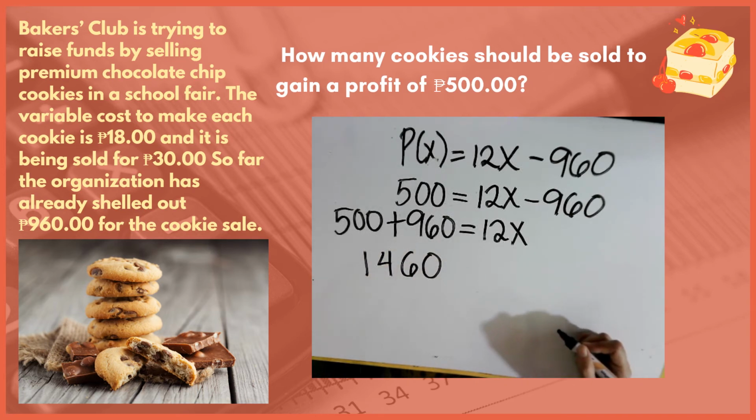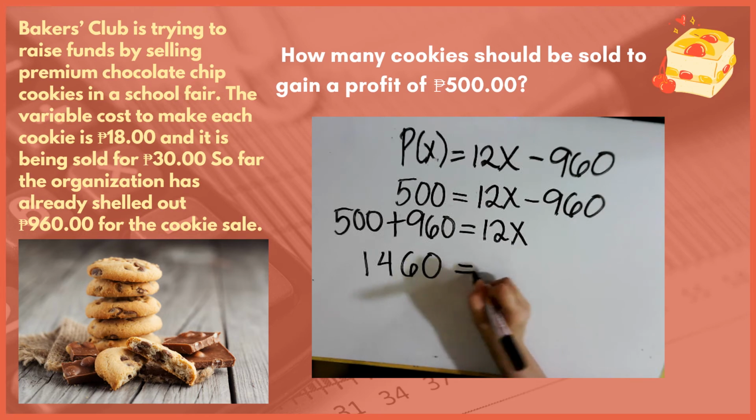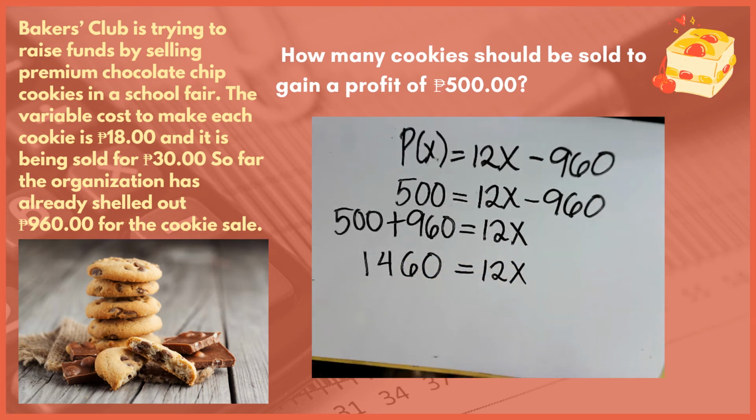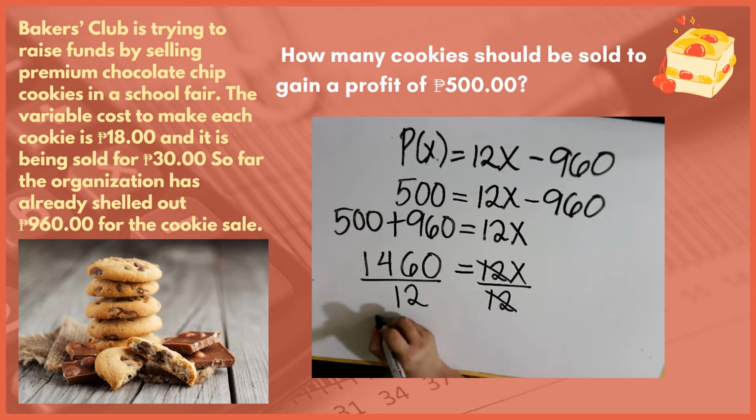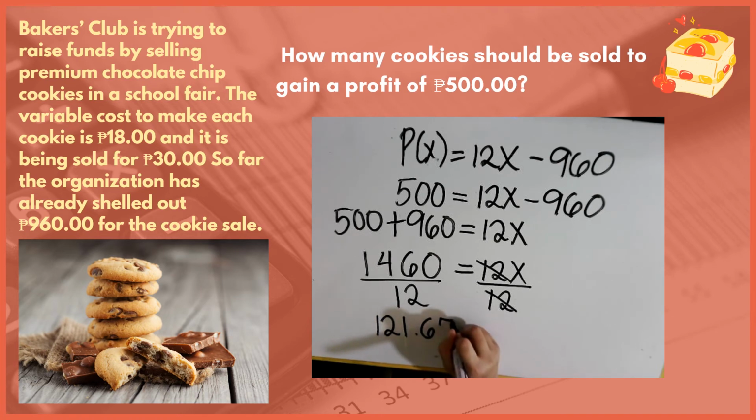Next is just copy 12x. So, the next step here is to divide both sides by 12 para ma-cancel yung 12 dito at ang matitira ay x na lang. So, 1,460 divided by 12 is equal to 121.666667, or if we're going to round it up to 2 decimal places, it will be 121.67. So, hindi siya sakto.